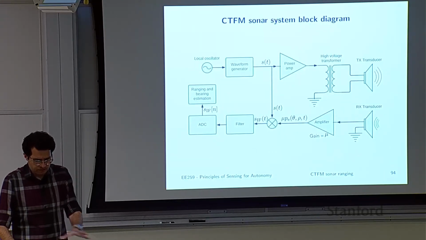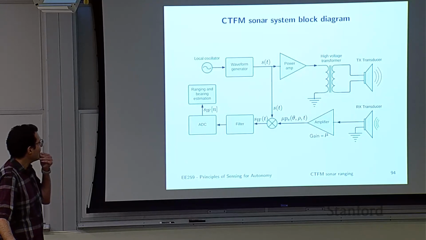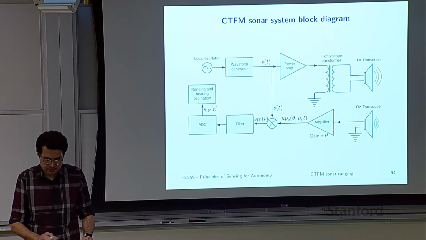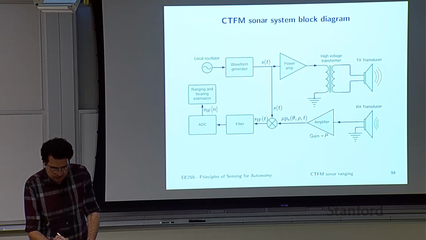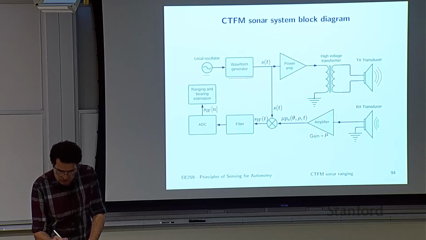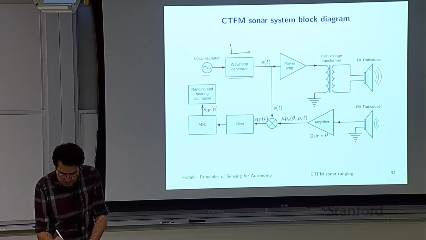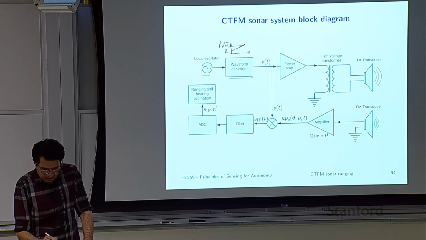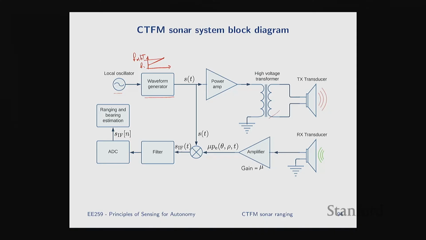So in terms of the system block diagram of a CTFM sonar, this is it. Most of it is familiar, right? On the transmit side, again, you have your local oscillator, you have your waveform generator, which now generates these frequency chirps for you, from F0 to F0 plus B times T. It continuously does that. You amplify it. You might or might not have your transformer in the path.